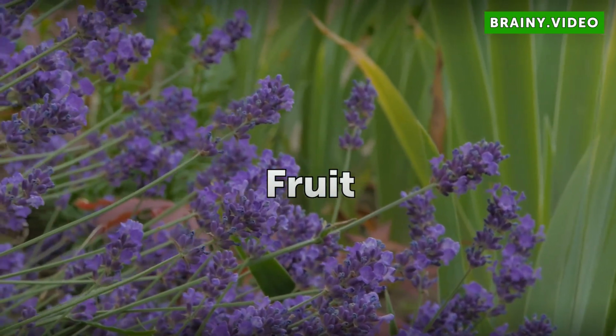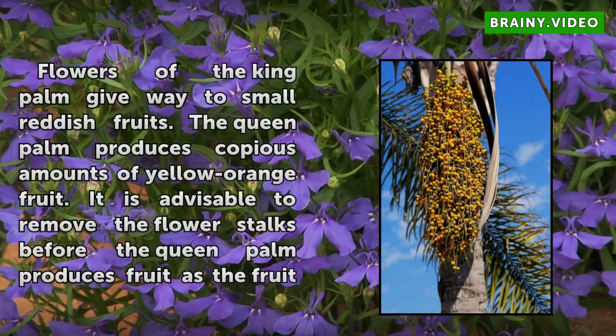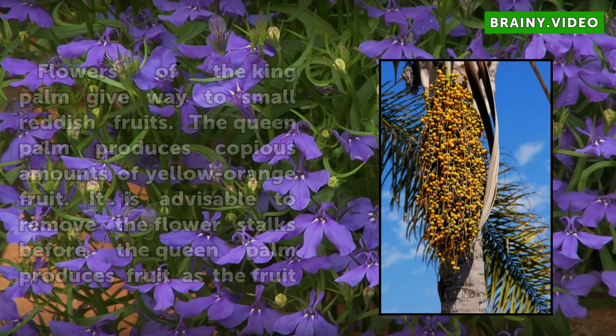Fruit. Flowers of the king palm give way to small reddish fruits. The queen palm produces copious amounts of yellow-orange fruit. It is advisable to remove the flower stalks before the queen palm produces fruit, as the fruit is messy.